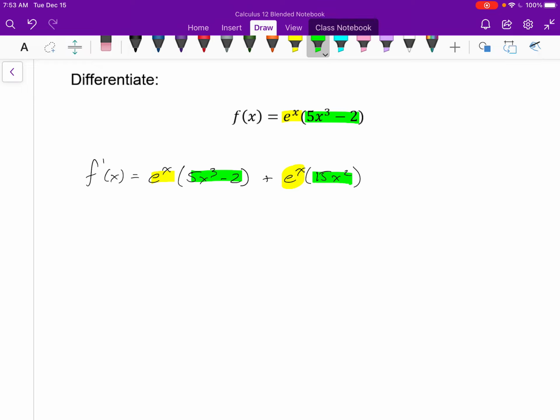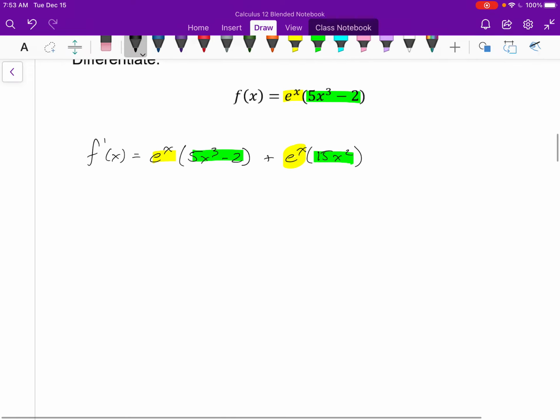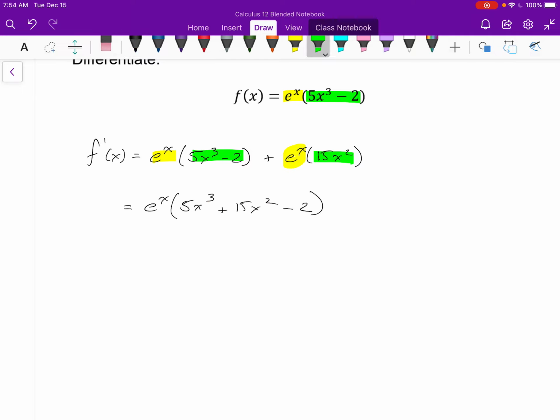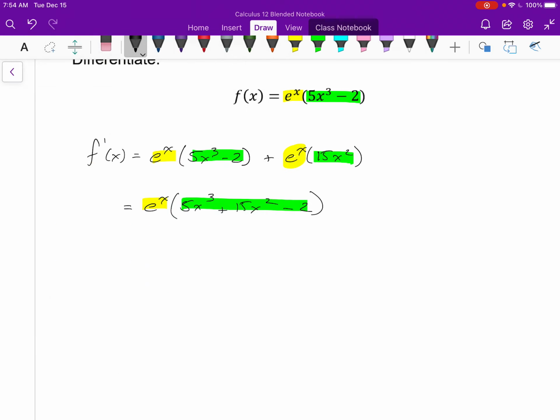And I'm done. Now I can clean this up in various ways. For example, one fairly easy thing to do is take out a factor of e to the power of x from both of these, and then I have 5x cubed plus 15x squared minus 2. If I put that together, that's it. They're both good. So again, I didn't really have to do that last step, but I hope it makes sense because that is a slightly simpler function to deal with.